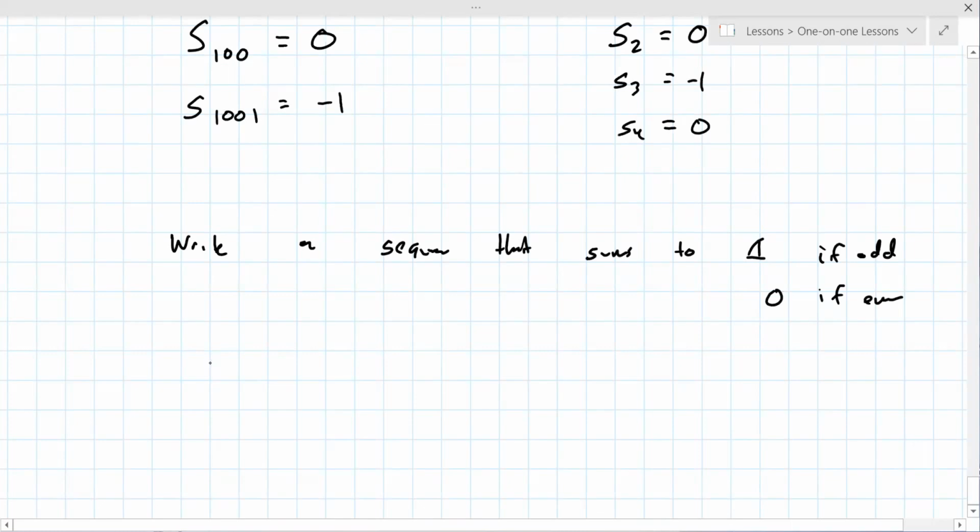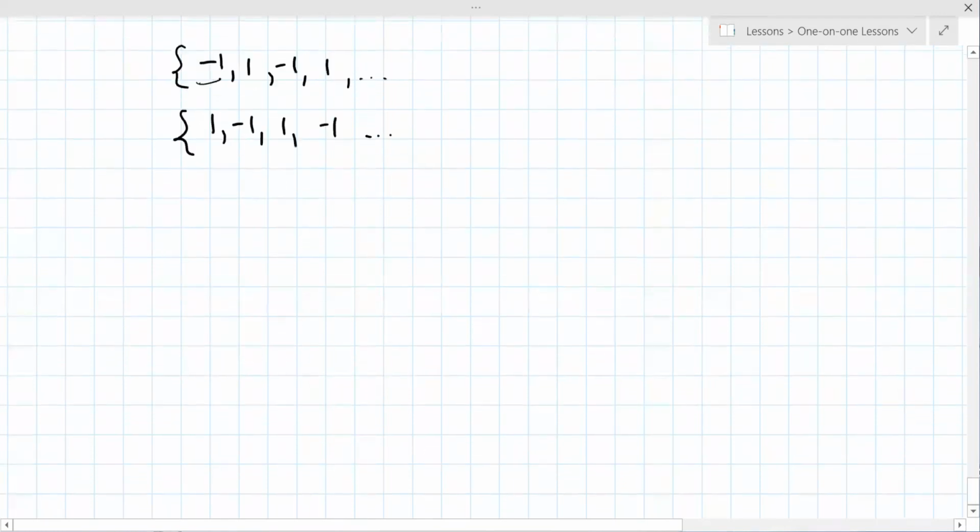So the even one's pretty easy. It's minus 1, 1, minus 1, 1. But if it's an odd number of terms, what does this sum to? Negative 1. So that doesn't work. So what if we switch the order? Now does it work? Yes, that's a +1. Okay.